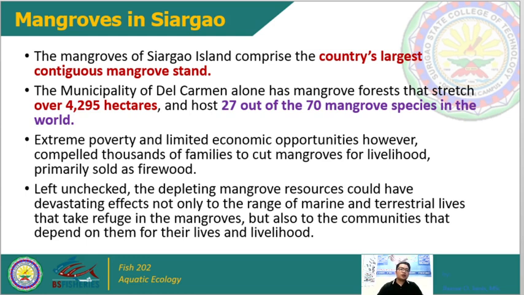Now let's proceed to the mangroves and the importance of mangroves, particularly that the Siargao is mainly covered with mangroves and there are different types of the species found herein, and it was recorded that 27 out of the 70 mangrove species in the world are found in the municipality of Del Carmen Mangroves. Okay, so the mangroves in Siargao comprise of the largest or the country's largest contiguous mangrove stand.